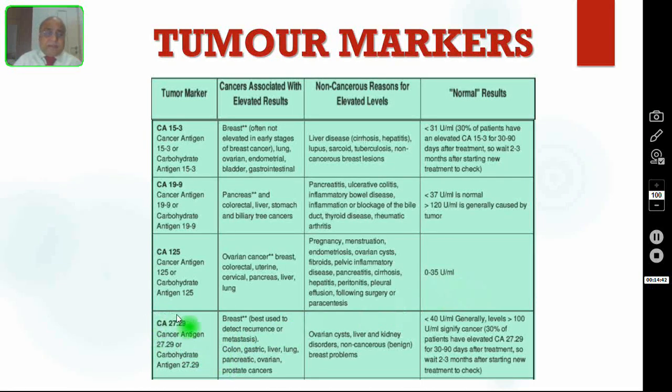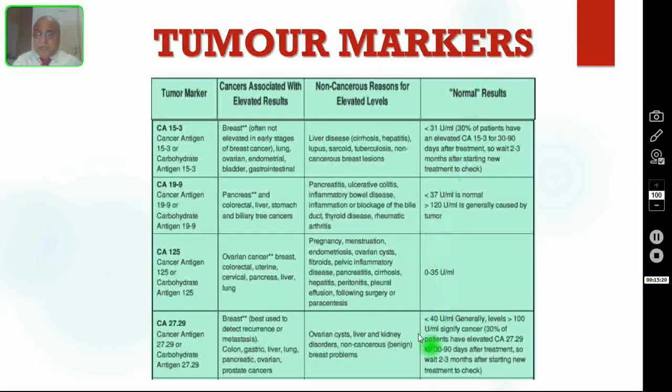The next tumor marker is CA27.29. So this is elevated in breast cancer. This is best used to detect recurrence or the metastasis. It is also elevated in colon cancer, gastric, liver and lung cancer, pancreatic, ovarian and prostate cancer also. So this is also not specific. It is also elevated in non-cancerous conditions like ovarian cysts, liver and kidney disorders, non-cancerous benign breast problems.